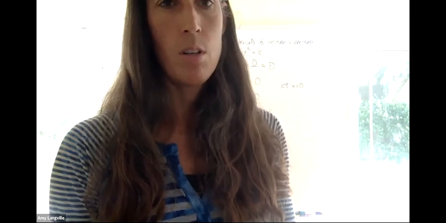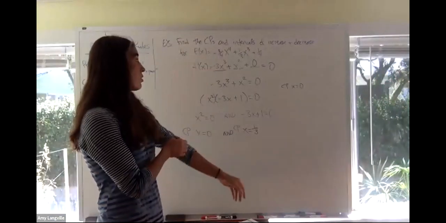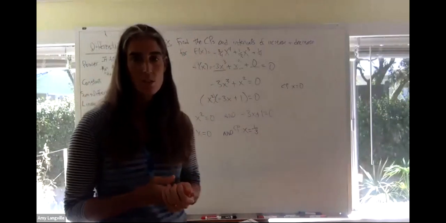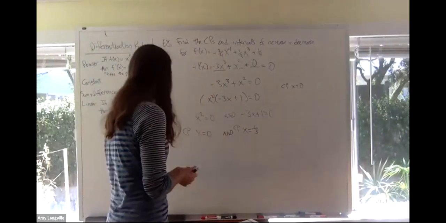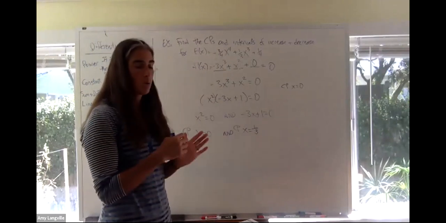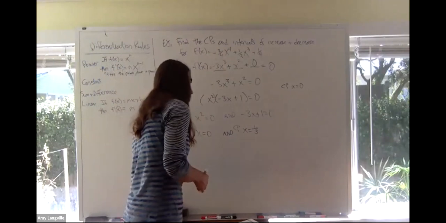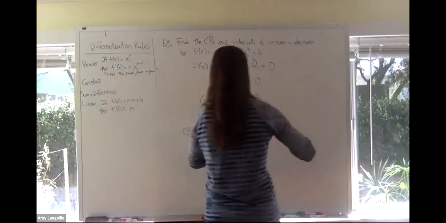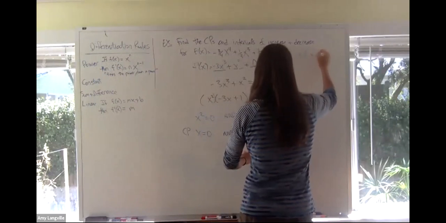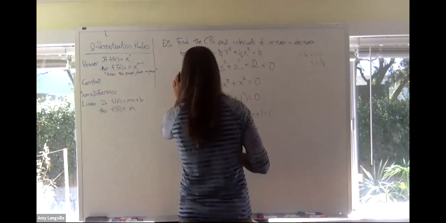All right, so visually we got to check our CPs, and then the next thing we want to do is our intervals of increase and decrease, and this is the new part for us. So intervals of increase and decrease are only going to change in between your CPs. So it's a really easy algorithm to find these. So let's put our CPs over here. X equals 0 and x equals 1/3. Make some room.